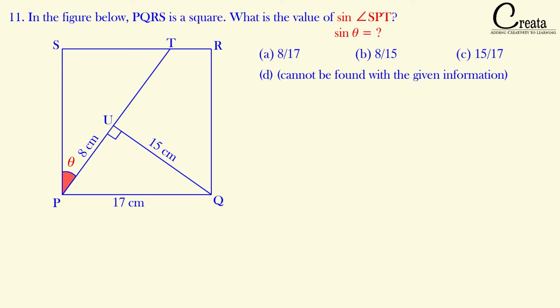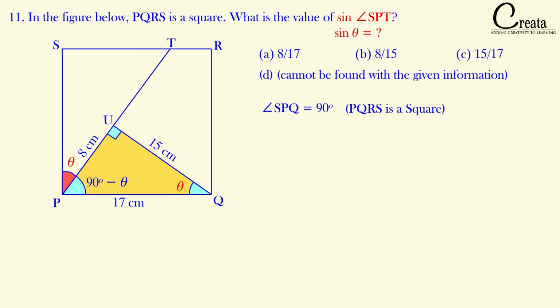Further, here angle P, the complete angle P is equal to 90 degree. Why? Because PQRS is given as a square. If the complete angle is equal to 90 degree and this angle is theta, can we say this angle is 90 minus theta? Got it? The complete angle is 90. One angle is theta, so the other component will be 90 minus theta. And if you observe the triangle PQU, here this angle is 90 minus theta, this angle is 90 degree. What will be this angle? It will be equal to angle theta.